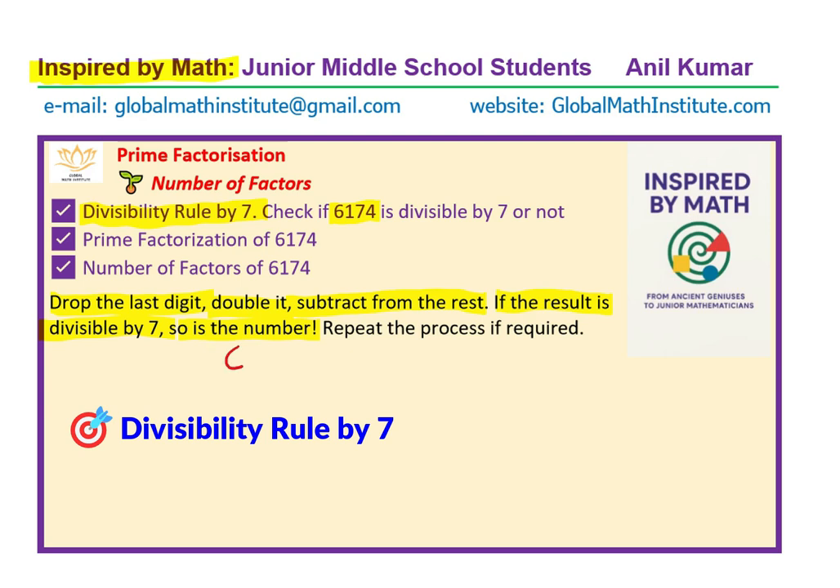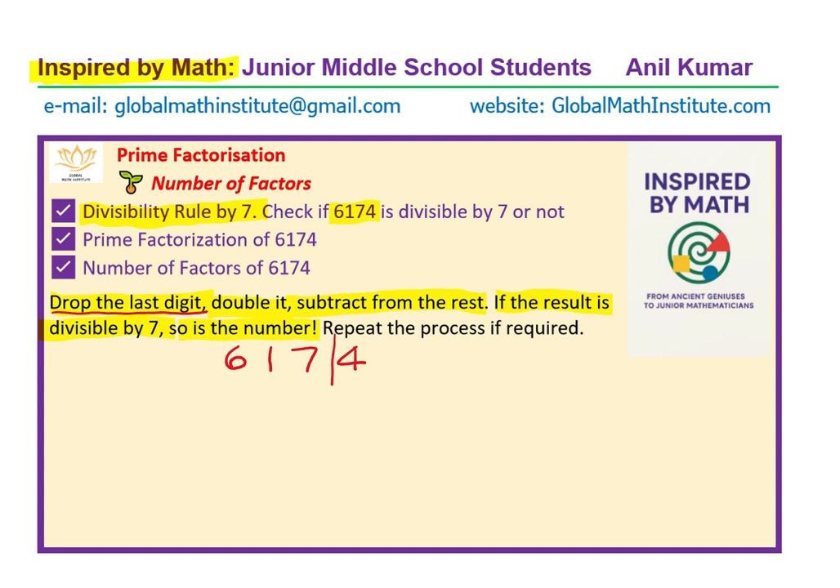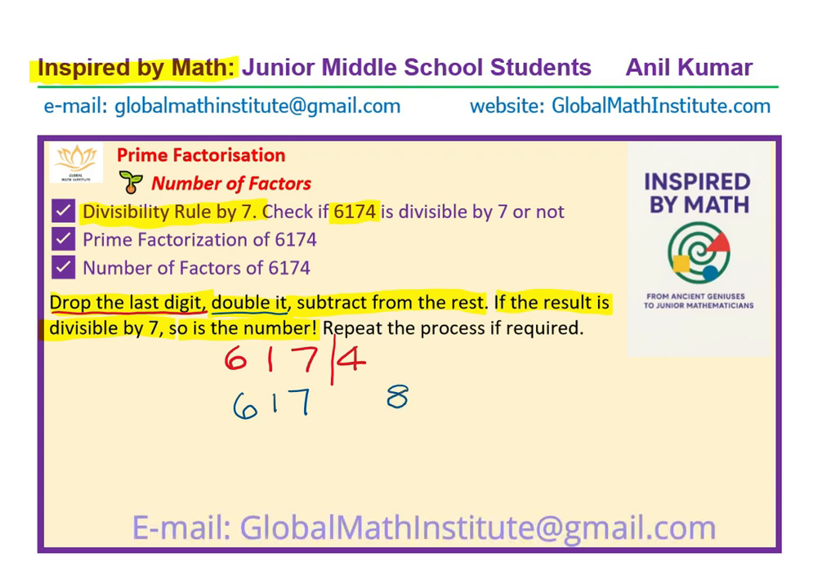So 6174 is our number. The last digit here is 4, right? So the first step is to drop the last digit. If I drop this last digit, we are left with 617. Then it says double it, meaning the last digit has been dropped and doubled, so 4 becomes 8. And later it says subtract from the rest, meaning after dropping, 617 was left, and you subtract 8 from the rest. That's what it means, right?